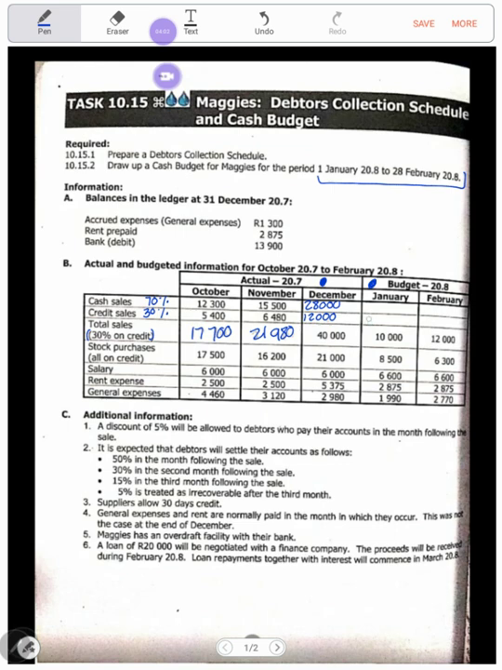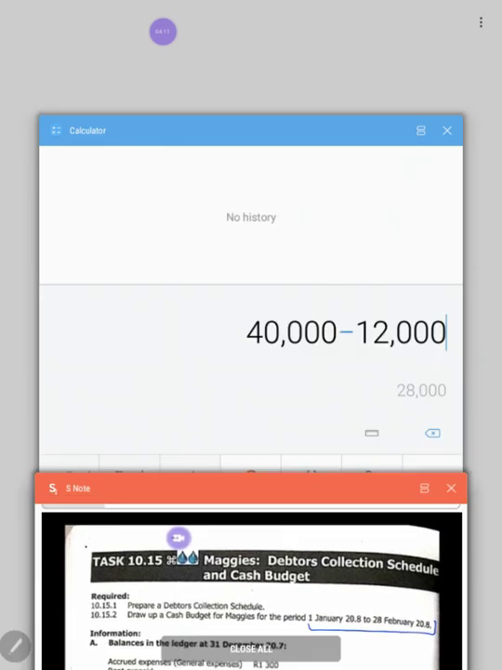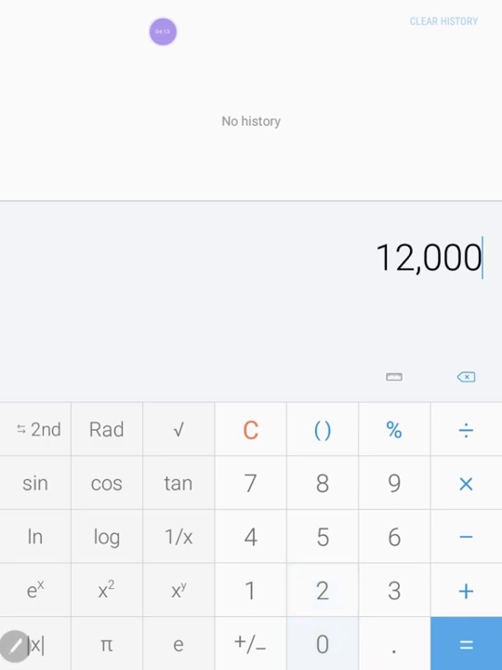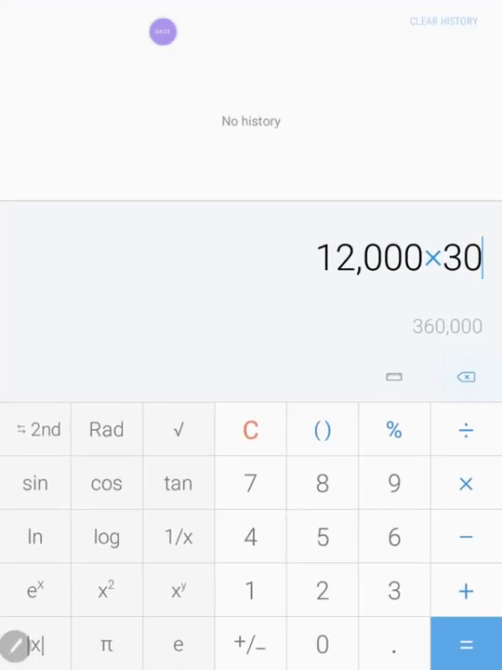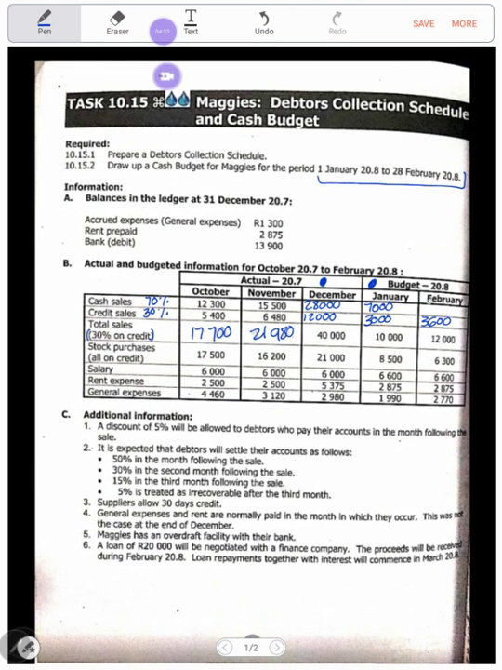30% of 10,000 would be 3,000, and the difference will be our cash sales. 12,000 times 30%, which is our credit sales, 3,600, was sold on credit in February, and our difference will be the cash minus 3,600. So we sold cash sales 8,400. So now that that information is there, we can move along to work out our debtors collection schedule.